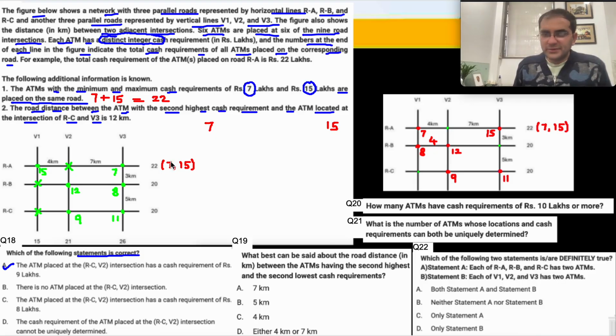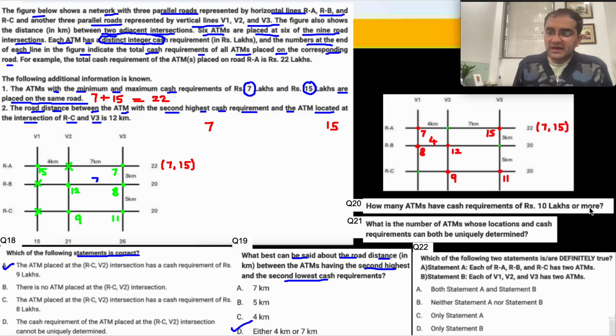ऑफकोर्स 22 से बड़ा भी हो सकता था बट उतना बड़ा नंबर है नहीं किसी भी रो या कॉलम में. So 7 plus 15, I was searching for 22. This was in this particular spot and then second highest value को देख के हमारा आंसर आया. 18th, 19th. What best can be said about road distance between second highest and second lowest value? Second highest value is 12. Second lowest value is 8. 12 and 8 के बीच का distance can be 7 also, which is in this case, and it can be 4 also, which is in this case. So it is either 4 or 7.